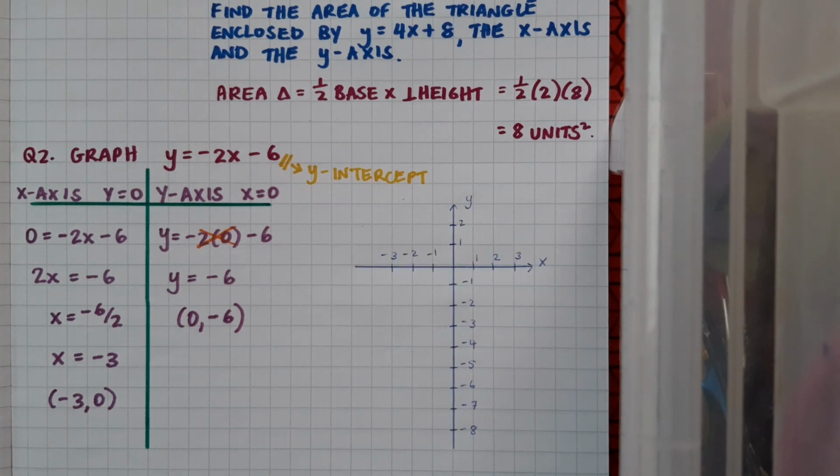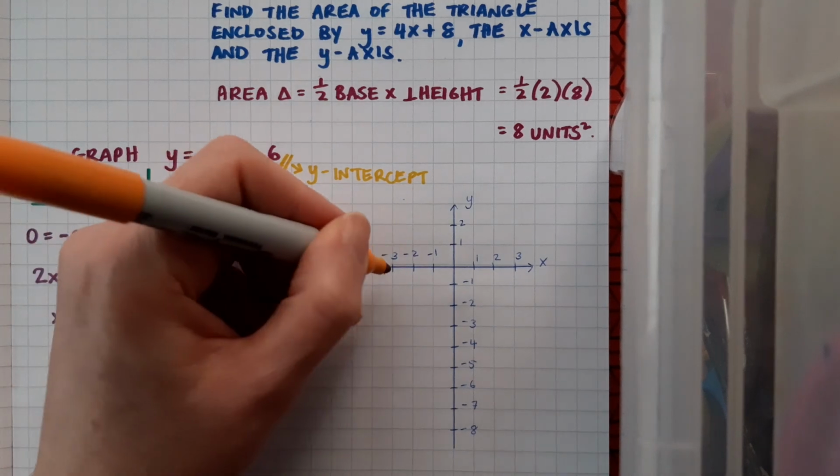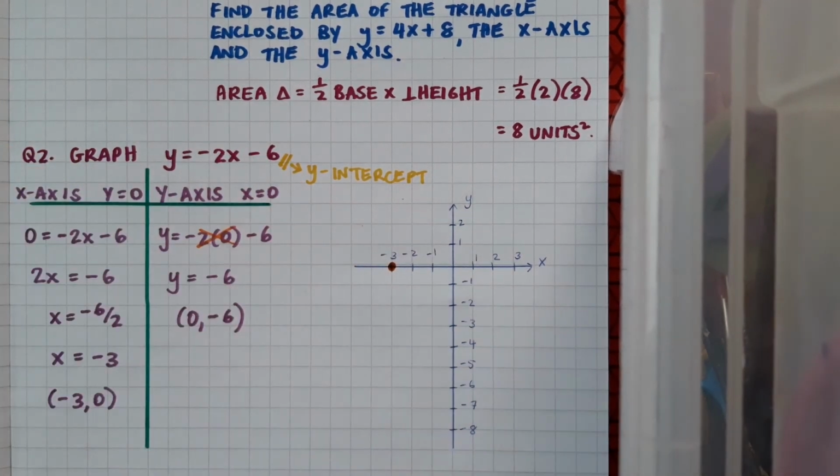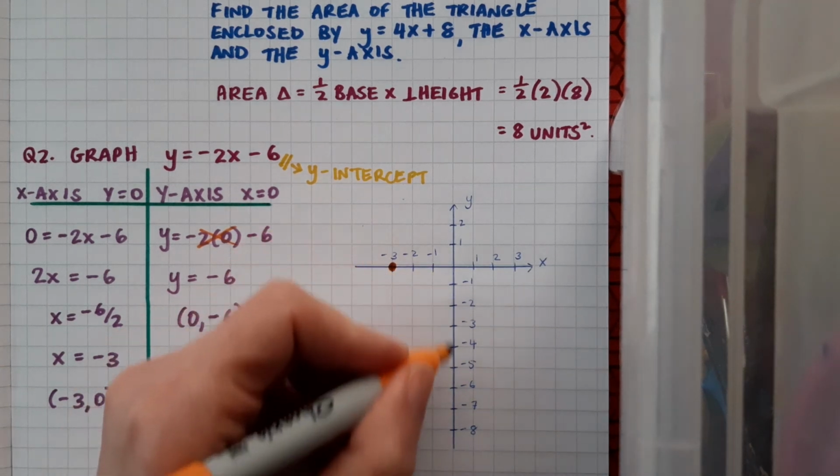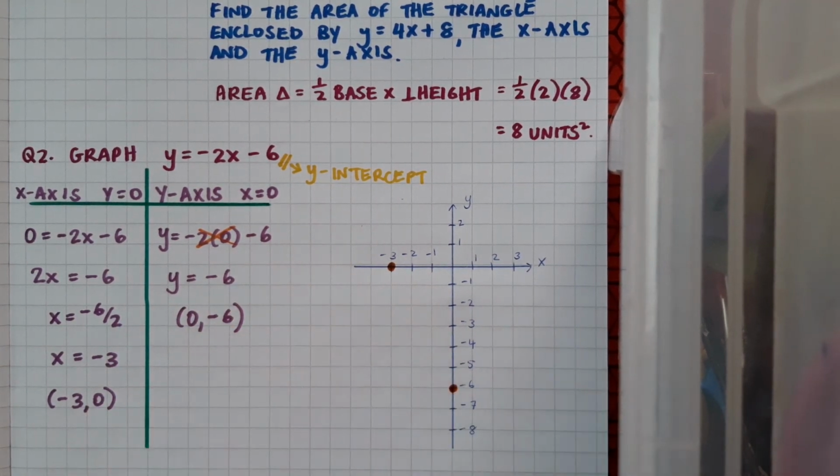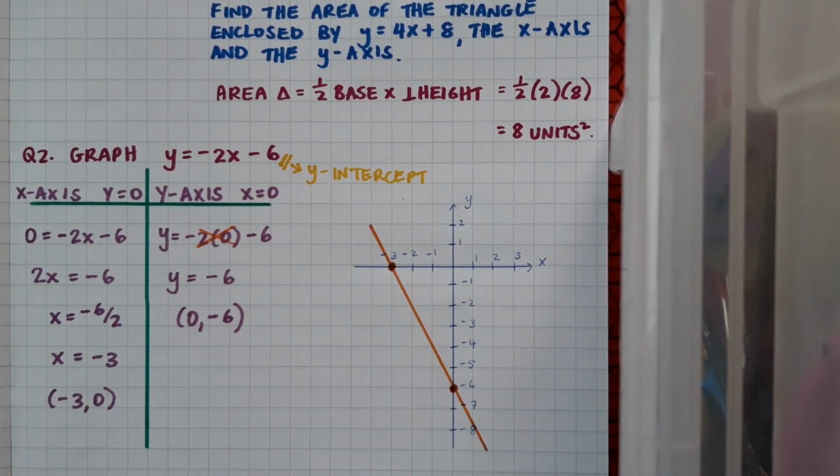So I have my plane drawn. I have my values marked in. I'll mark my points now. So for the x-axis, I'm going for -3, 0. So that point is located right there. And on the y-axis, I'm going for the point 0, -6. So down I go to 0, -6. And I mark that in there and I just join them together. And there I have my line.